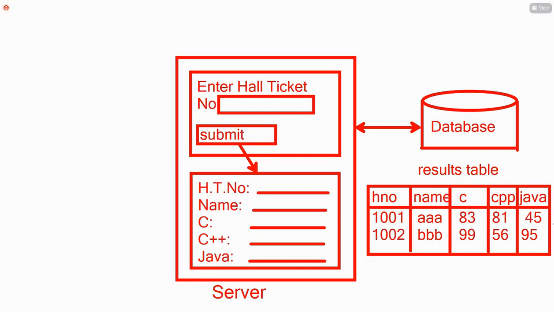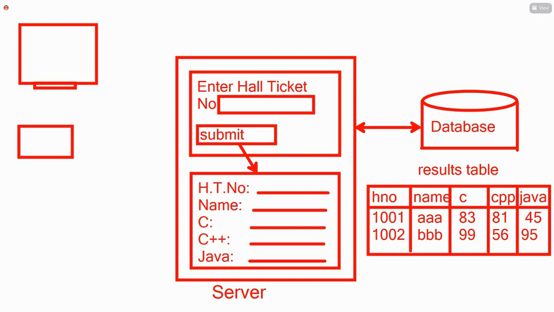Just assume. Now, these applications can be accessed by any number of people at a time from any corner of the world. So these are clients. N number of clients can access.